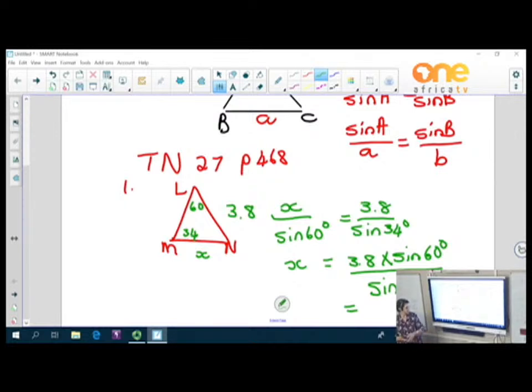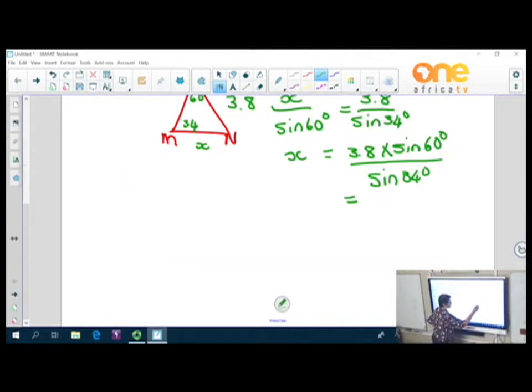So 3.8 times sine 60 degrees, divided by sine 34, and I got 5.885. It's also important that we look at the rounding. Sides are going to be rounded to 3 significant figures. So there are 3 significant figures. Will the 5 influence the 8? Yes. And it becomes 5.89.